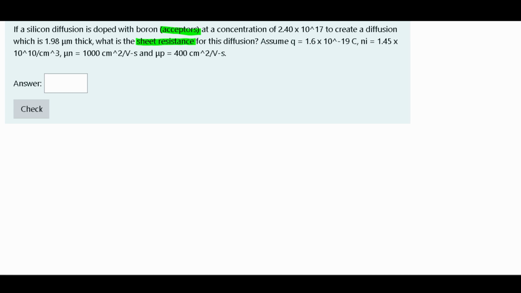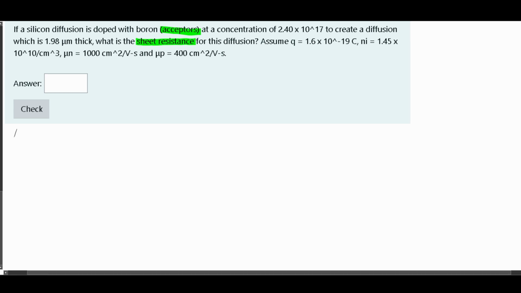To solve this, we're going to look at page 42. On page 42 is going to be our ND. This is our step 1. In step 1, we set our RS equal to 1 over R times T. And what is T? T is thickness, and thickness is given to us right here. We have 1.98 micrometers thick. So we have this done, solved.